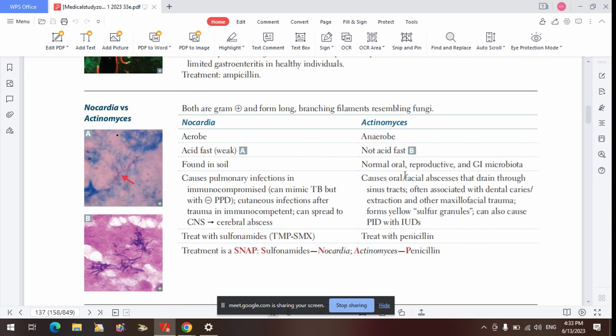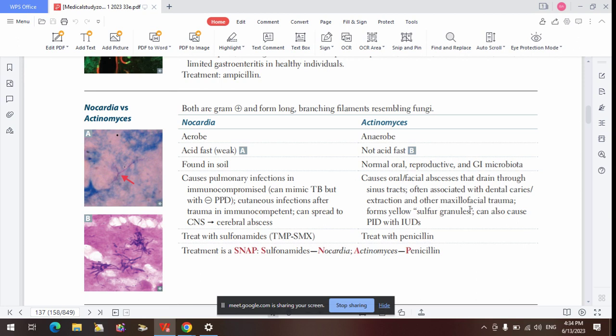So once you see an individual having a granulomatous disease affecting the face, with fibrosis everywhere and presence of sinus tract, that is nocardia. And these sinus tracts are discharging yellowish materials. Those are the sulfur granules from actinomyces. That is it. So it's very common in people with dental caries, dental extraction or any trauma to the face.